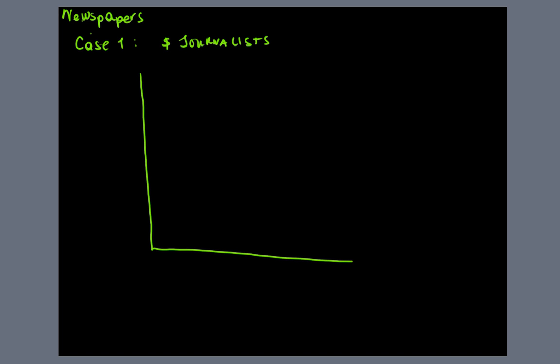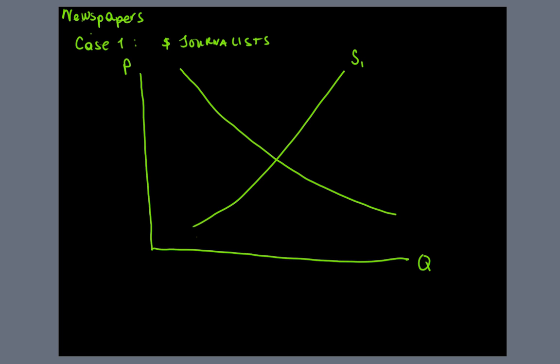And in case 1, we're told that the salary of journalists goes up. So I'm just going to write this down. And I know that I'm going to be trying to discern the difference in equilibrium quantity and prices. So I'm going to start with my supply and demand model. Quantity is on the horizontal axis, price on the vertical axis. I'm going to start with a hypothetical supply curve that's upward sloping, reflecting profit maximization on the part of our suppliers.